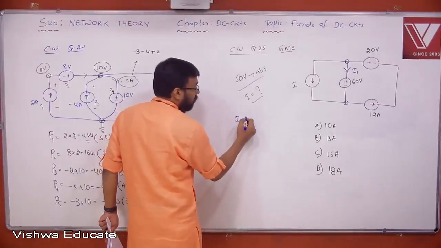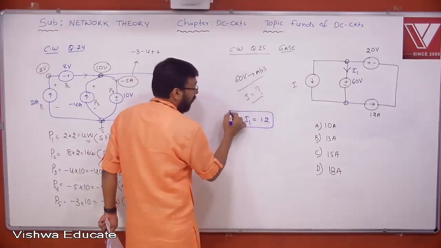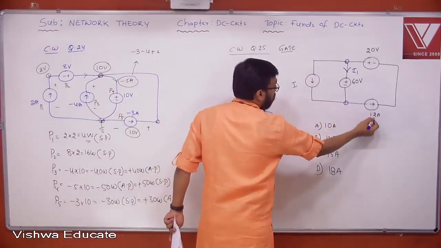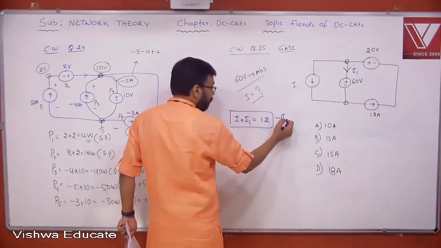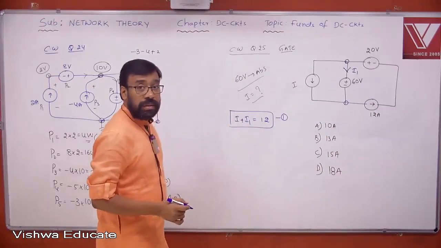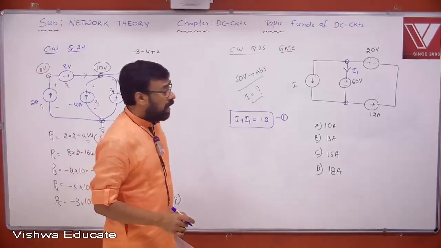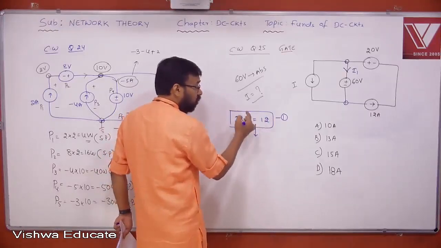I plus I1 is equal to 12. Do you have any objection if I write like this? Because current I1 and current I add up to what? 12 ampere. This is equation 1, let us say. You do not know I. You also do not know I1. A single equation, two unknowns.